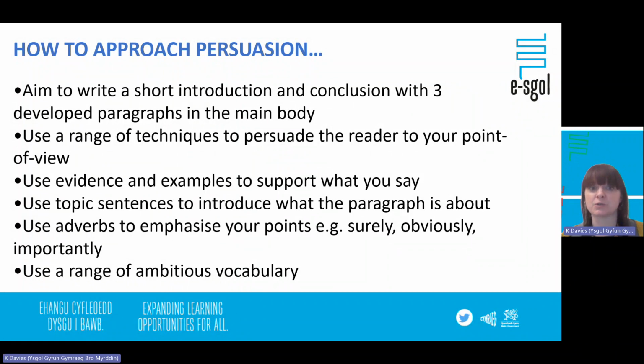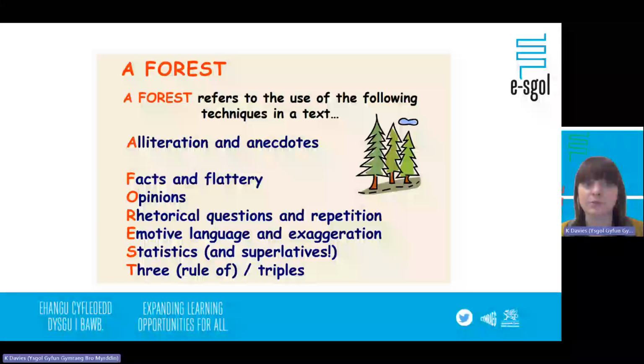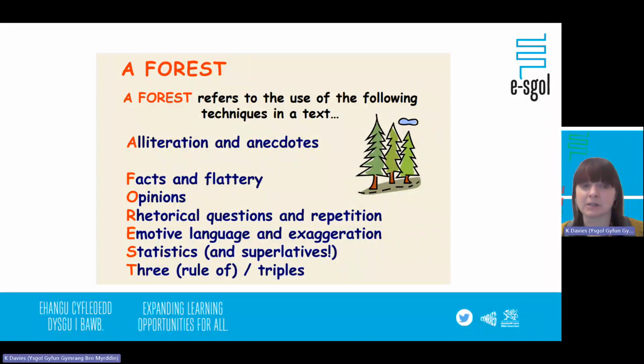Use topic sentences to introduce what the paragraph is about. Use adverbs to emphasize your point, like I said earlier, surely, obviously, importantly. And again, we're returning to that idea of the ambitious vocabulary. What you also need to consider is that idea of persuasive devices, persuasive techniques. A lot of you may be familiar with this, I know it is quite popular in a lot of schools. It's what we call a forest. And this refers to the use of the following techniques in a text.